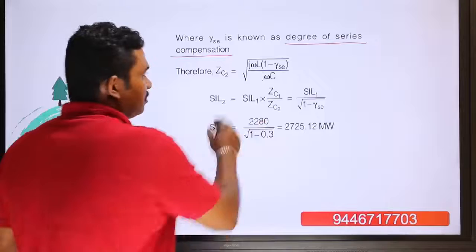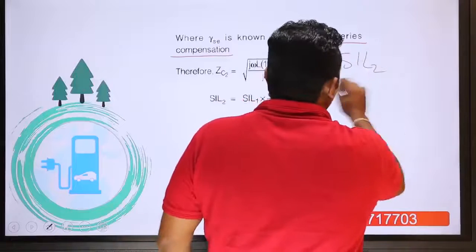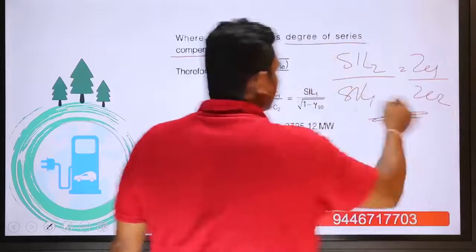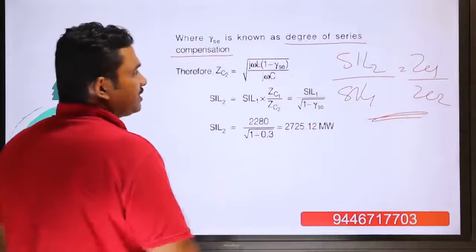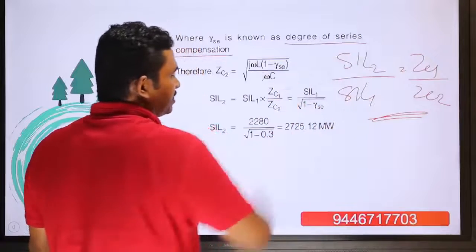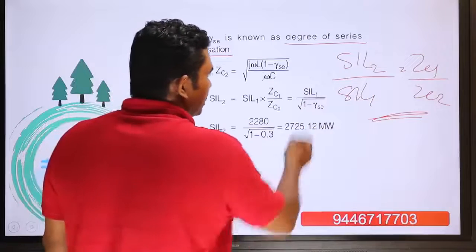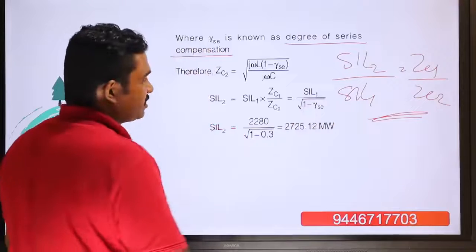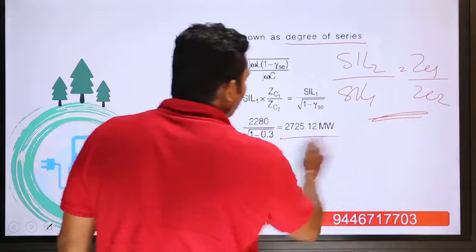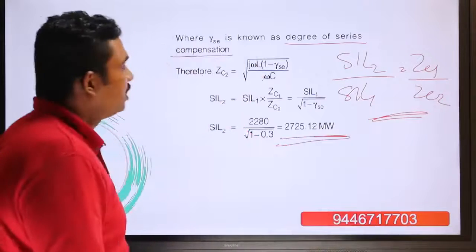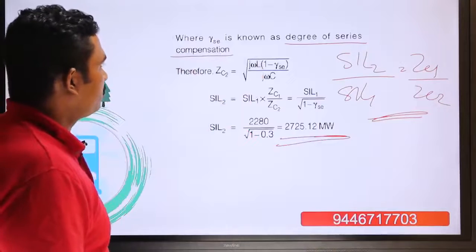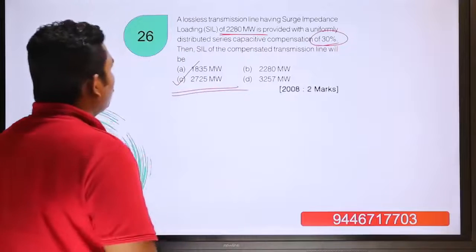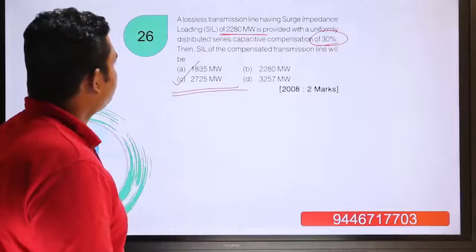So you can write this expression as SIL2 divided by SIL1 is equal to ZC1 divided by ZC2. You have to put this expression in a box. And from this, SIL2 is equal to SIL1 into ZC1 divided by ZC2. So what is the ratio? The ratio is root of 1 minus gamma SC. And gamma SC is given as 30% compensation, which is equal to 0.3. So SIL2 comes to 2725.12 megawatt. So what will be our answer? Our answer is 2725 megawatts. So for question number 26, we will go with option C.